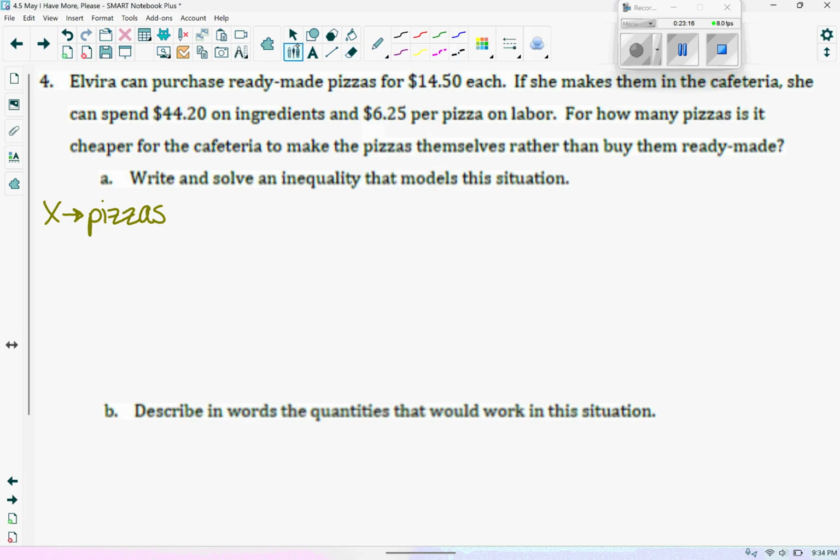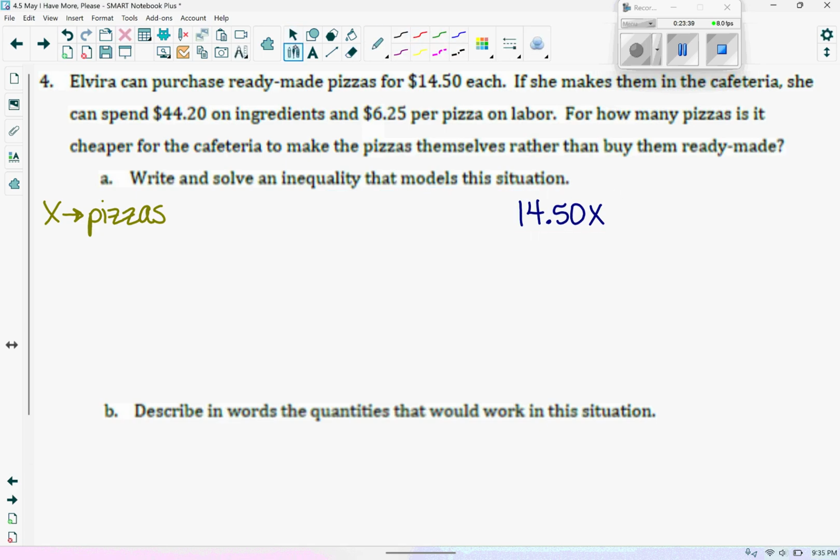All right, so for ready-made pizzas, it's $14.50 each. So 14.50x. All right, and then I'm going to move this over here. You'll see why in a second.